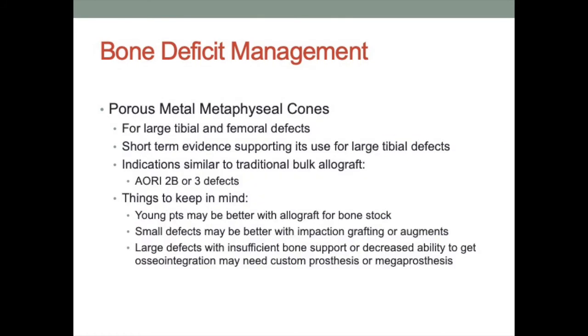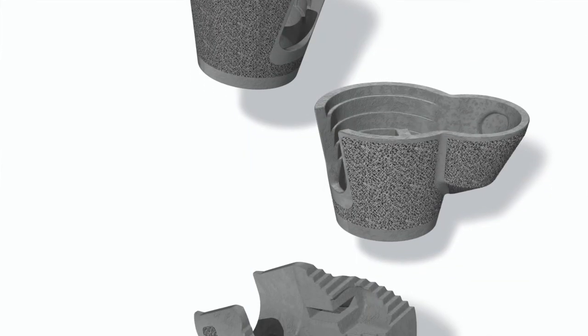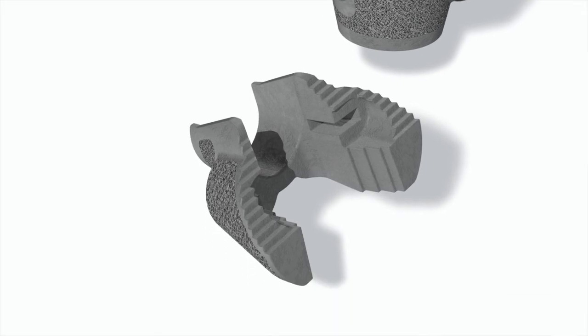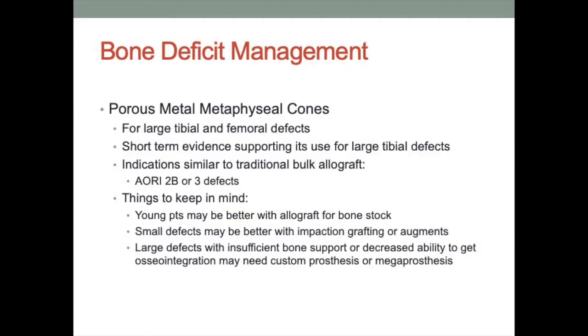The next step as you develop larger and more structural defects are the porous metaphyseal cones or sleeves. These are for large tibial and femoral deficits. There is lots of short-term and mid-term evidence now supporting their use. Essentially what they do is they get press-fit interdigitation in the metaphyseal bone, and then the implant gets cemented to them rather than the deficient bone. These are usually for the AORI 2B or 3 defects.